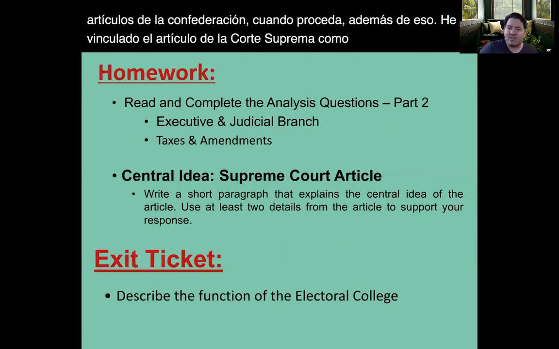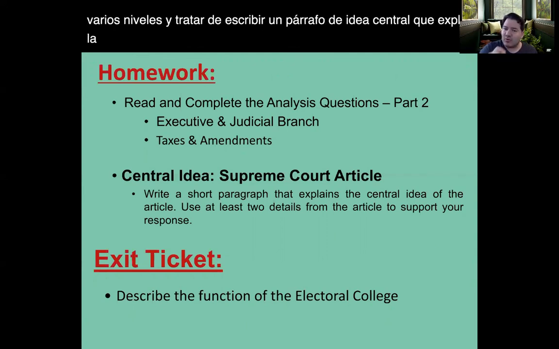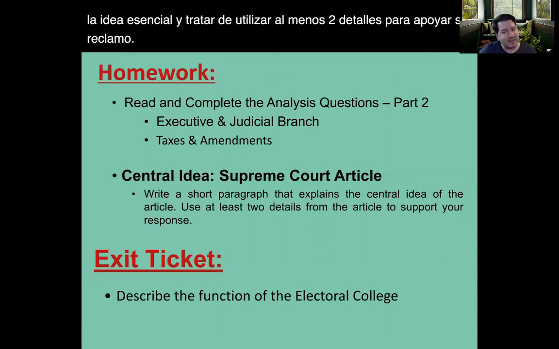and try to write a central idea paragraph that explains the central idea, and try to use at least 2 details to support your claim. So cite your evidence, but then explain it in your own words, what it means.